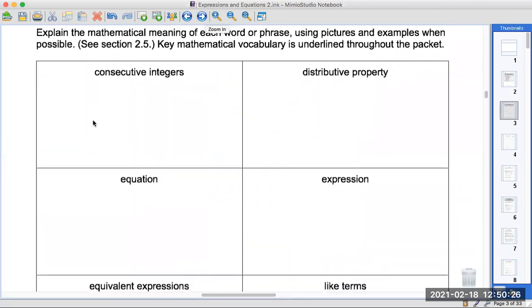Consecutive integers. It's always the next whole number. Integers are whole numbers, including 0, including all the negative numbers. The next whole number. It might be the previous or the next, but they're next to each other. So for example, 0, 1, 2, 3, 4 are consecutive.